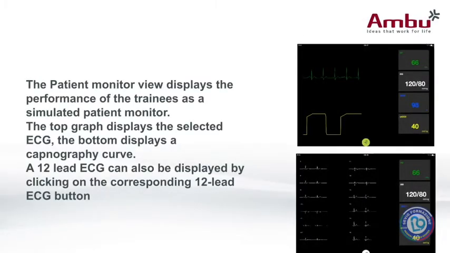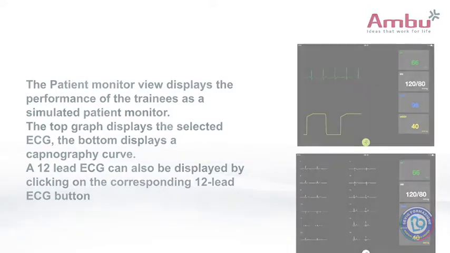Finally, the patient monitor views and displays the performance of the trainees as a simulated patient monitor. The top graph displays the selected ECG, and the bottom graph shows a capnography curve. This is where students can see their 12-lead ECGs displayed by clicking the ECG button.